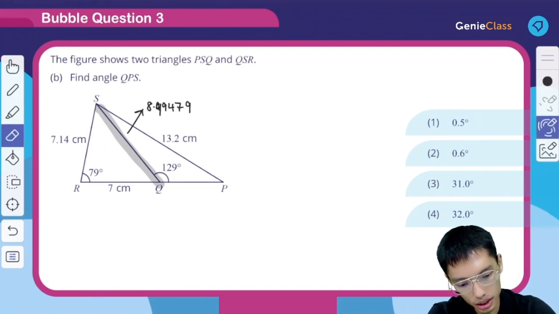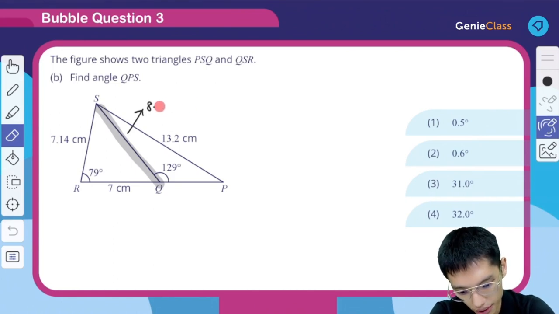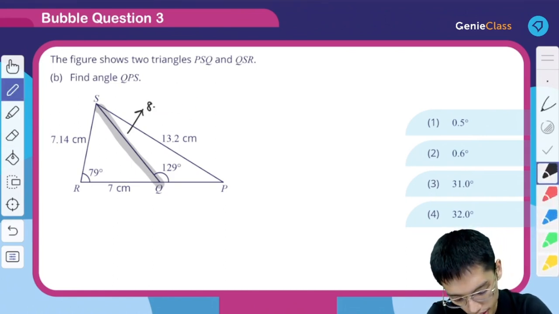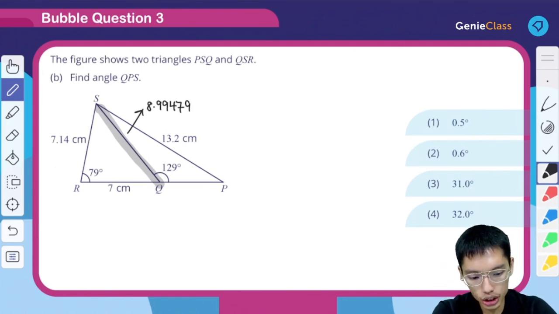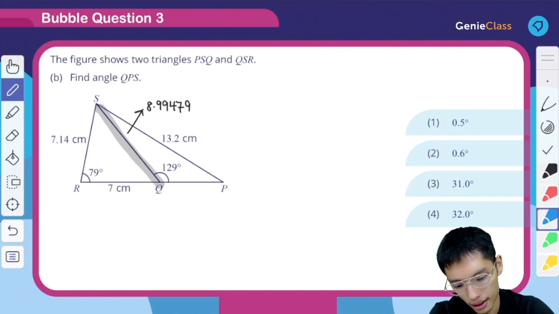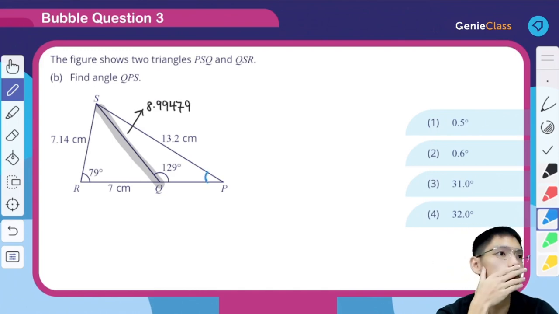Okay, let me write it a bit neater for everyone else. 8.99479. Okay, so 8.99479. Okay, I want to find angle QPS. Take note, I have this side. Angle QPS is here. Okay, we have about 35 seconds left.